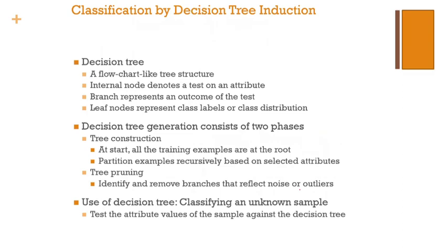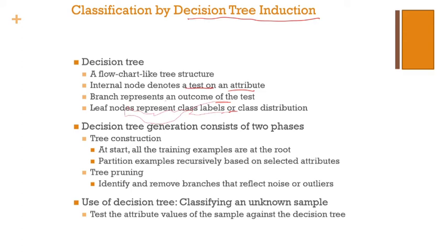This is a short description of what we're trying to explain to us, the classification by decision tree induction. The procedure used in decision tree is known as decision tree induction. So, a decision tree is a flowchart-like tree structure with internal node that denote a test on an attribute. The branch represents an outcome of the test, and the leaf node represents class label or class distribution, as the case may be.